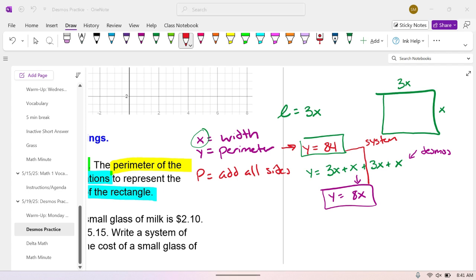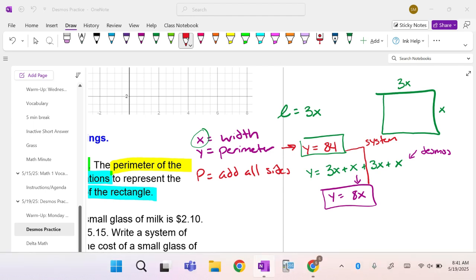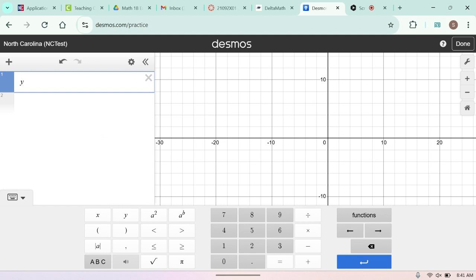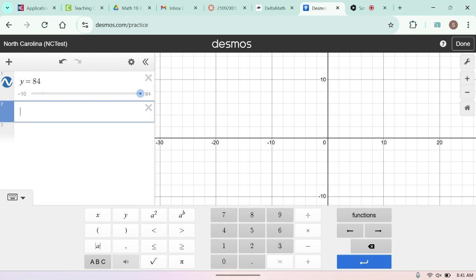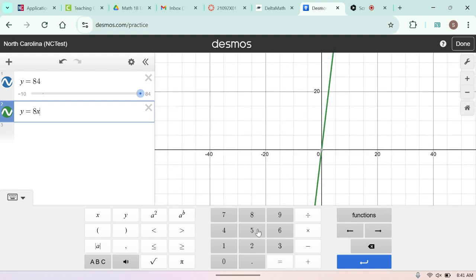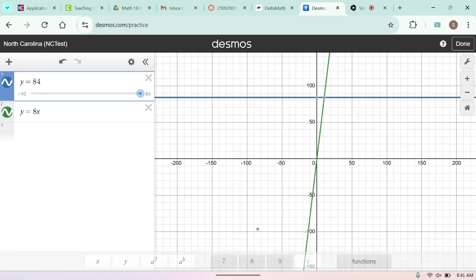Now we're going to put it into Desmos. So in Desmos, I'm going to put in y equals 84 and y equals 8x. And then I'm going to zoom out some. Click on the intersection. Which point do I care about? X or Y? What they ask us to find in the question? They want us to find the length and width, right?